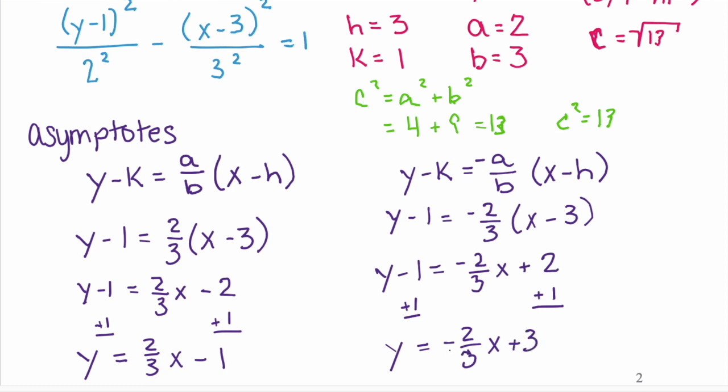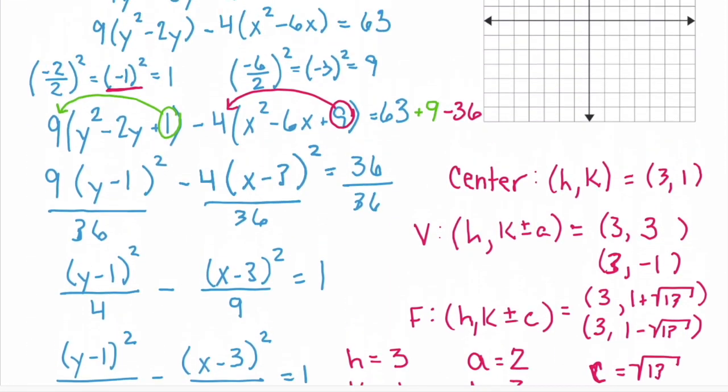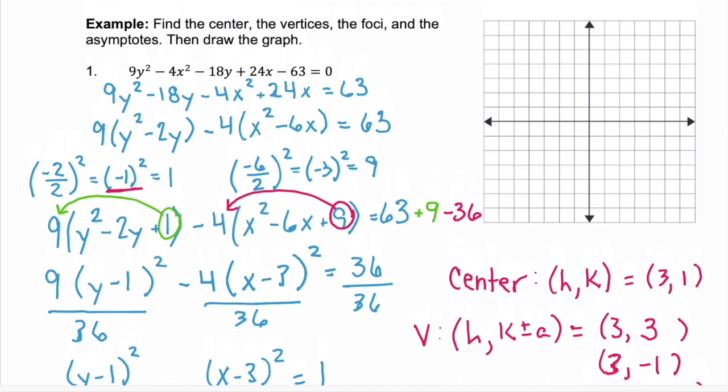Now, we needed to give the asymptotes, but when we graph them, we're only going to need to use that slope, the 2/3 and the negative 2/3. And I'll show you why in a second. So let's scroll back up to our graph and plot our center and our vertices. Our center, I'm going to plot this in bright green. So our center is the point 3, 1, which is right here. Now our vertices, we have the point 3, 3 and the point 3, negative 1.